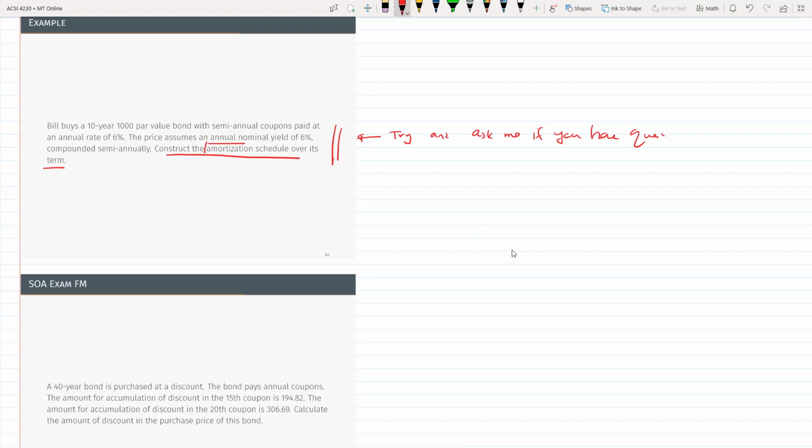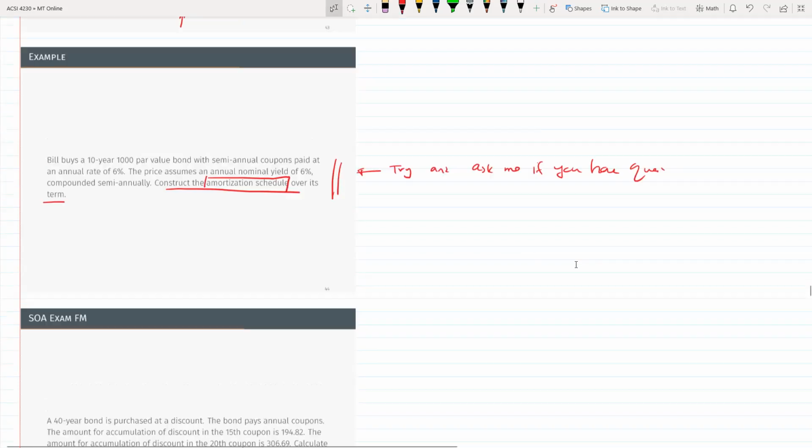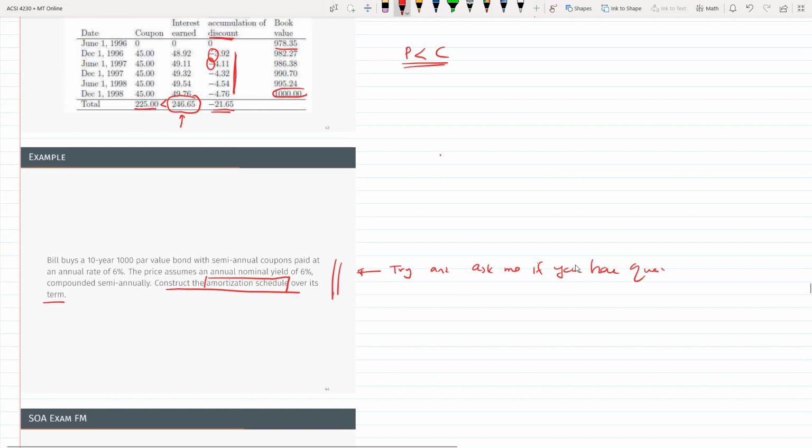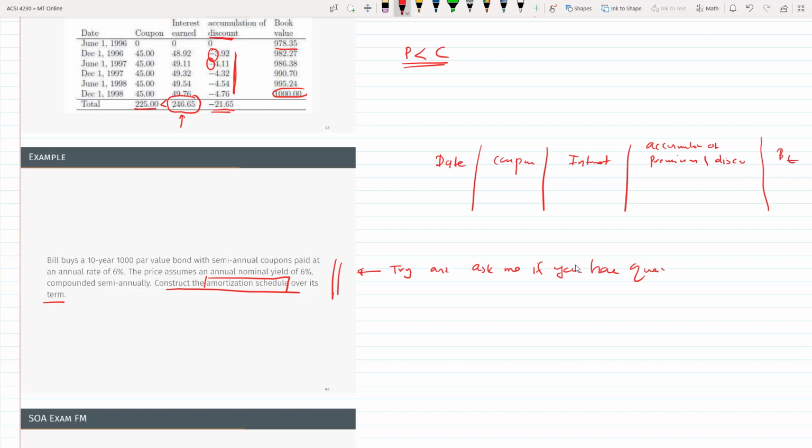The amortization schedule means basically you are creating this table. Okay, this table. So you would create a date. Instead of date, you have actually the time or the payment number. Then you have the coupon. Then you have the interest. Then you have the accumulation of premium or discount, depending on whether you bought at premium or discount. Then the book value. Okay, so you create that table for this.